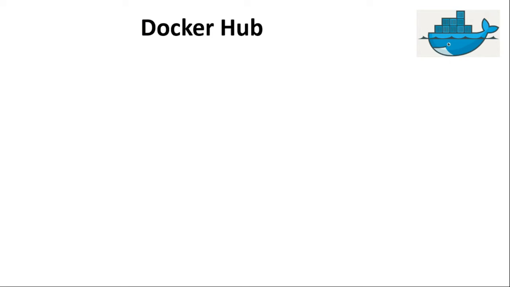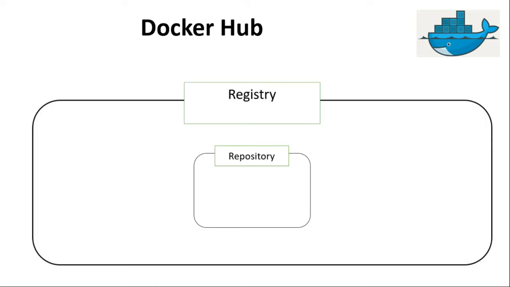So friends, the first thing you need to know is that whenever we pull any Docker image using the Docker image pull command, the Docker image gets pulled from the Docker image repository, and friends, these repositories reside inside the Docker registries. And friends, the default public registry of Docker is Docker Hub, that is hub.docker.com.